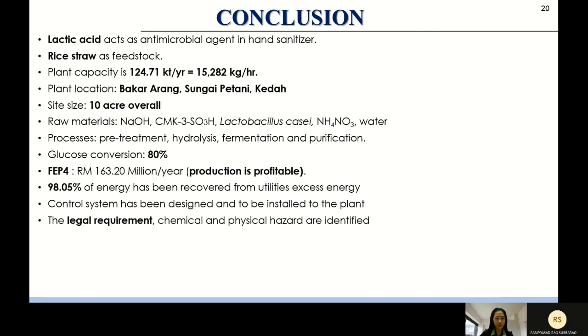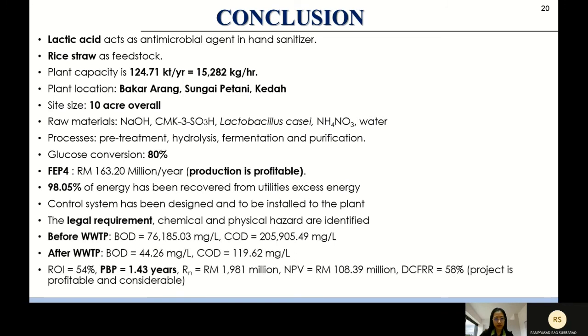98% of energy has been recovered from utility excess energies. Control system has been designed and is to be installed in the plant. The legal requirements, chemical and physical hazards are identified. The waste management has been done, and the BOD and COD have decreased after the waste management, and the project is profitable and considerable after economic analysis.